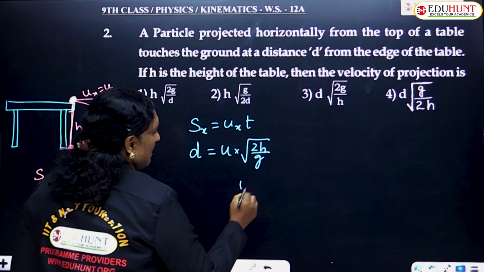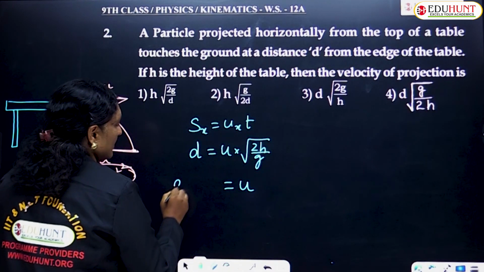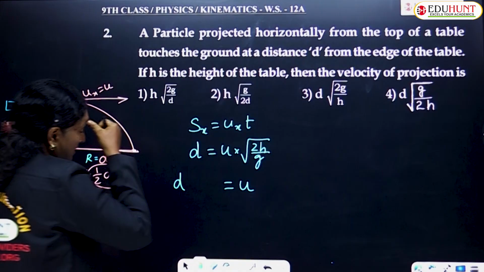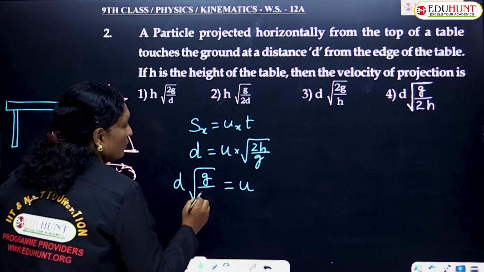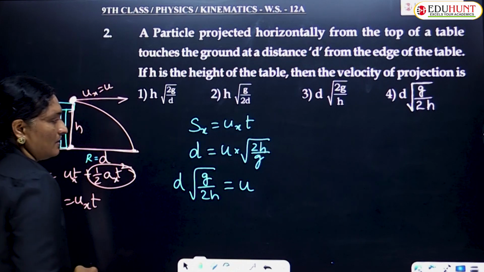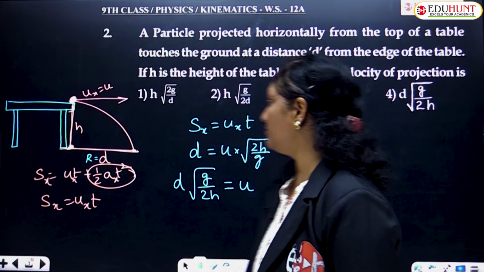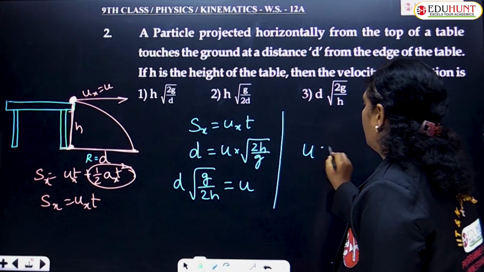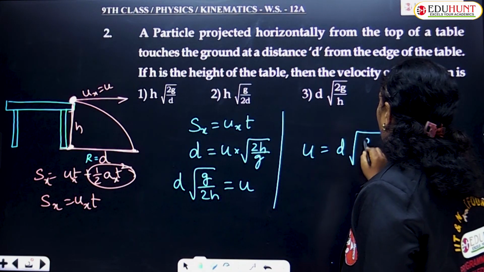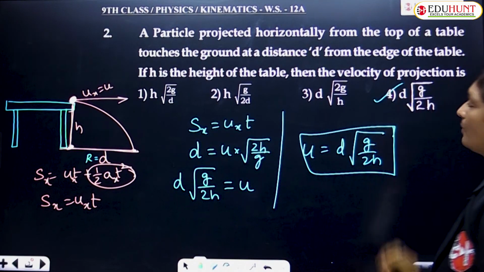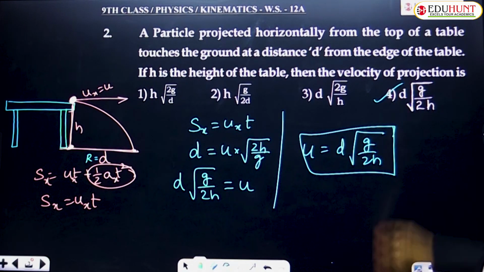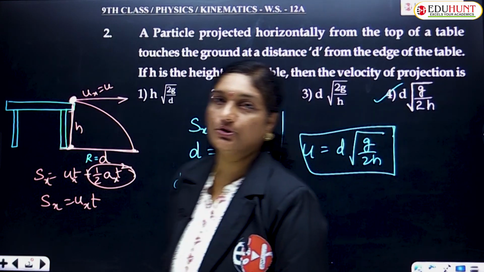So hence we have, keeping U on the other side, you will get D into this. After coming to the left side it will become a reciprocal. That means D times root over g by 2h. Hence the value of U is found to be D times root over g by 2h. Hence the correct option must be option number 4.